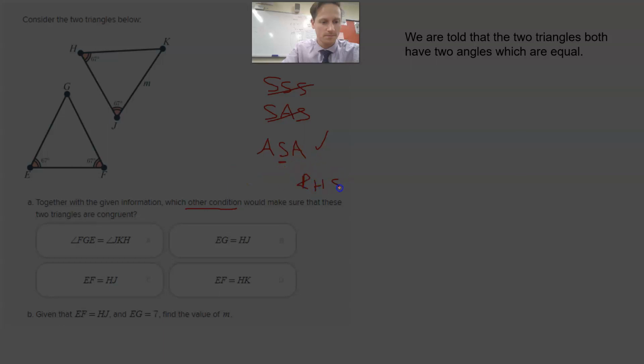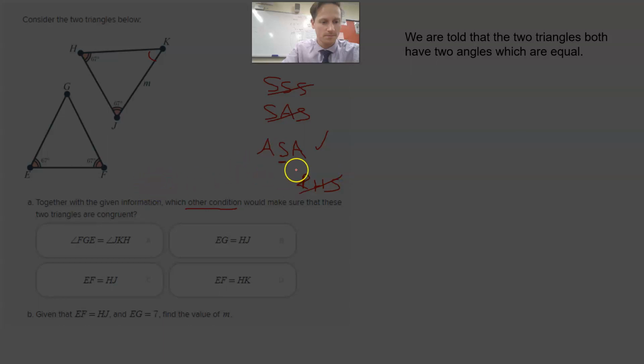RHS is no good because we don't have a right angle, and you can't have a right angle because these 2 angles are 67 degrees each, which when added up equals 134, which means this cannot be a right angle, so that's no good either.